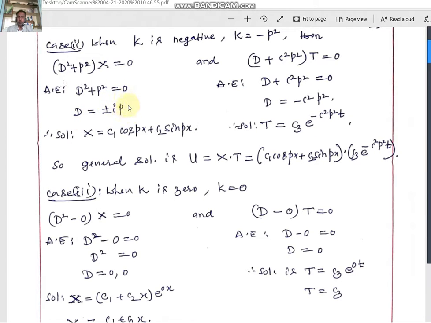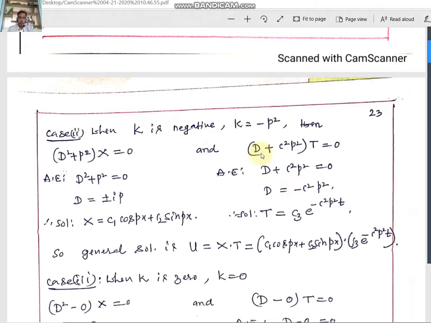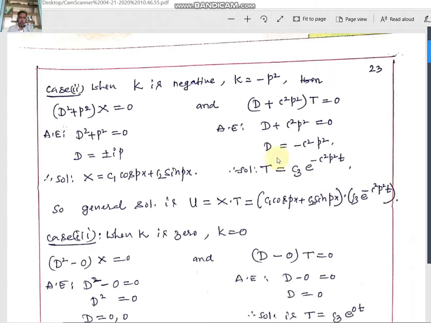This is a complex or imaginary number, whose complementary function is x equal to c1 cos px plus c2 sin px. Second equation, (D plus c square p square) t. The auxiliary equation is D plus c square p square equal to 0, or D equal to minus c square p square. So this is a real root. Then we write the solution for this equation as t equal to constant c3 e to the power minus c square p square t.